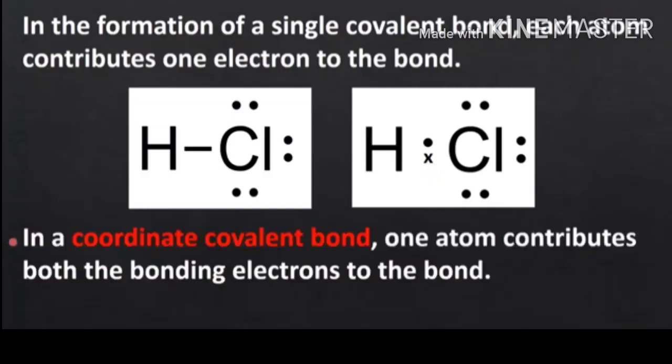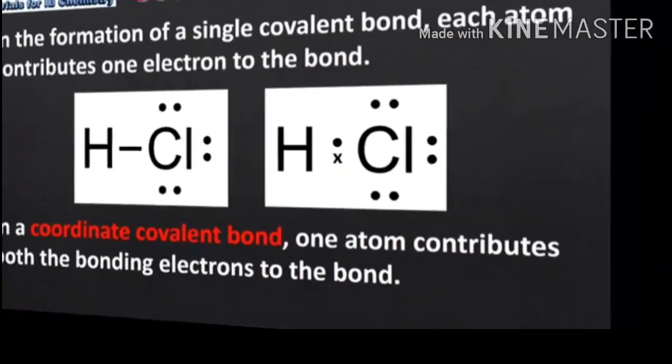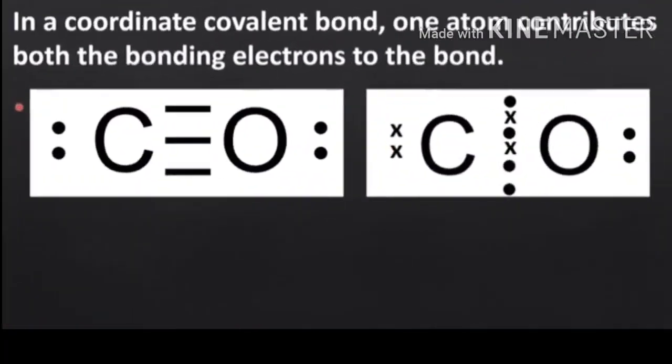This is a covalent bond. In case of a coordinate bond, only one atom contributes both the electrons to the bond, but those electrons are shared by both atoms. This bond is also known as a dative bond.